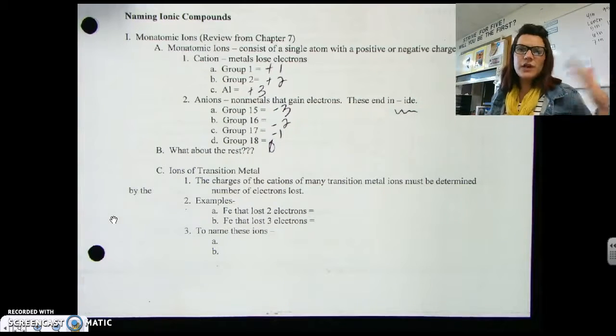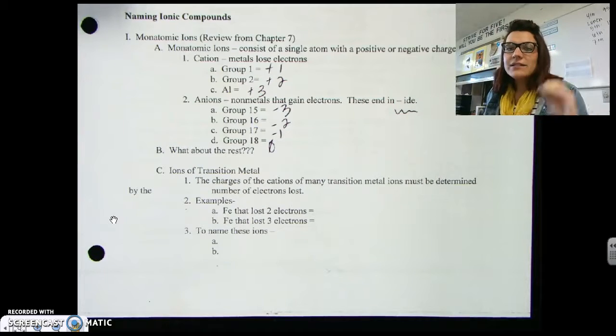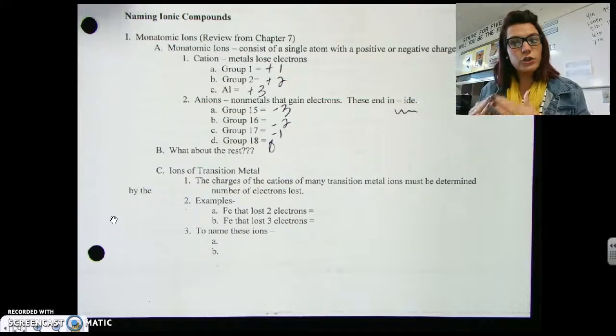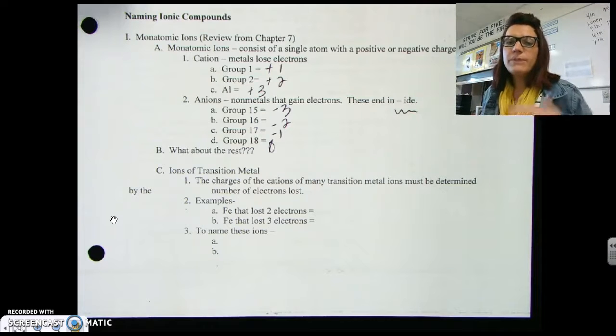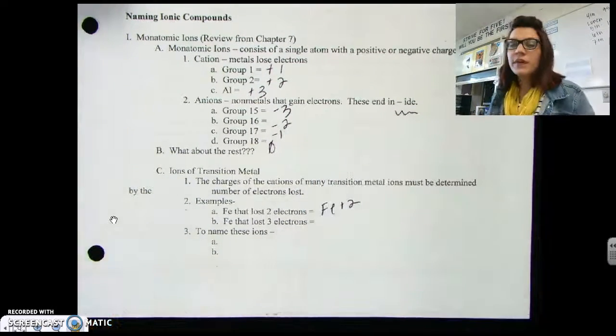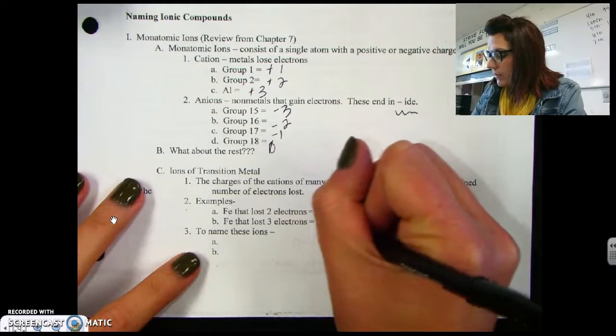But what about the rest? We kind of skip over the whole transition block. Ions of transition metals can change, and this depends on how many electrons that transition metal loses. For example, iron can have 2 different charges depending on how many electrons it loses. If it loses 2 electrons, it becomes +2 iron, so Fe +2. If iron loses 3 electrons, it'll be Fe +3.